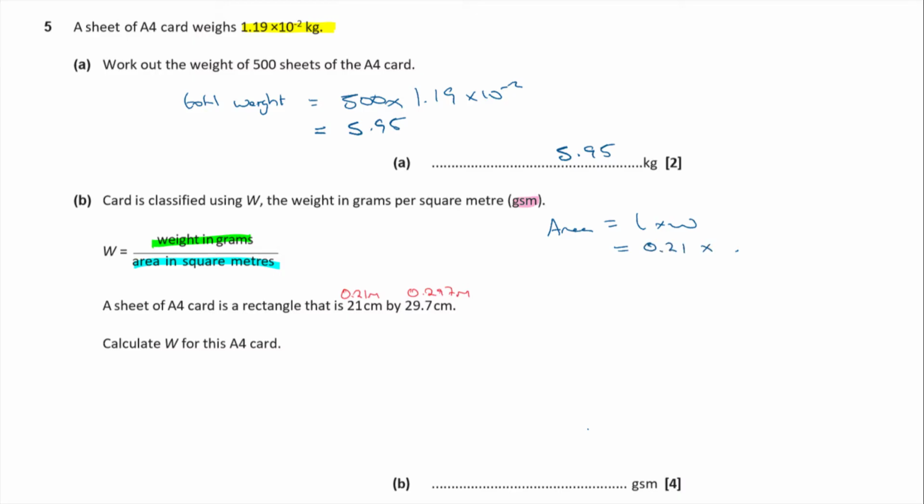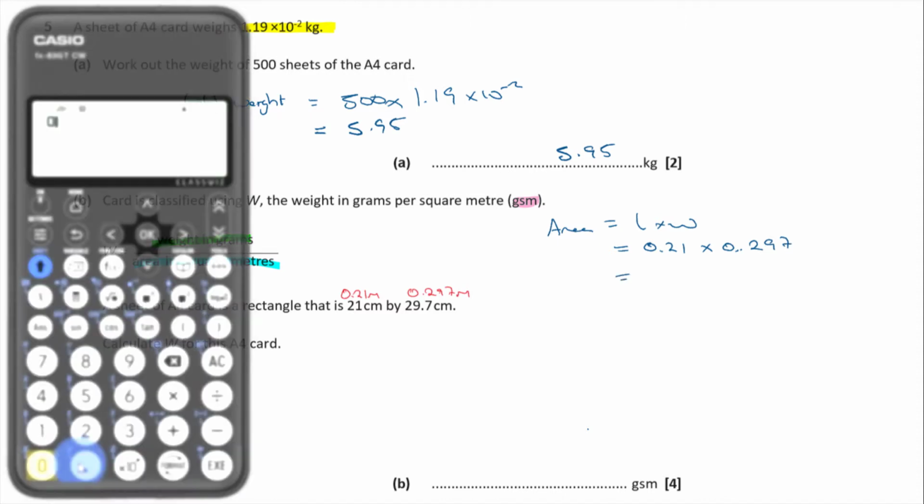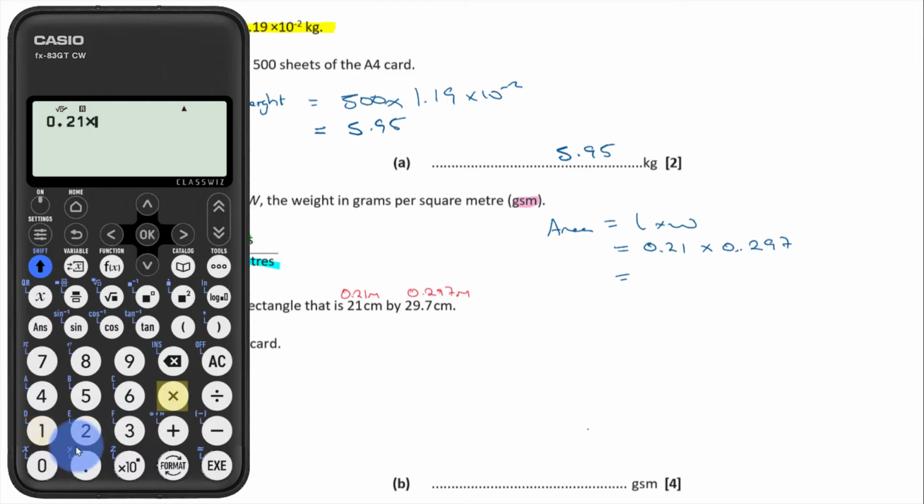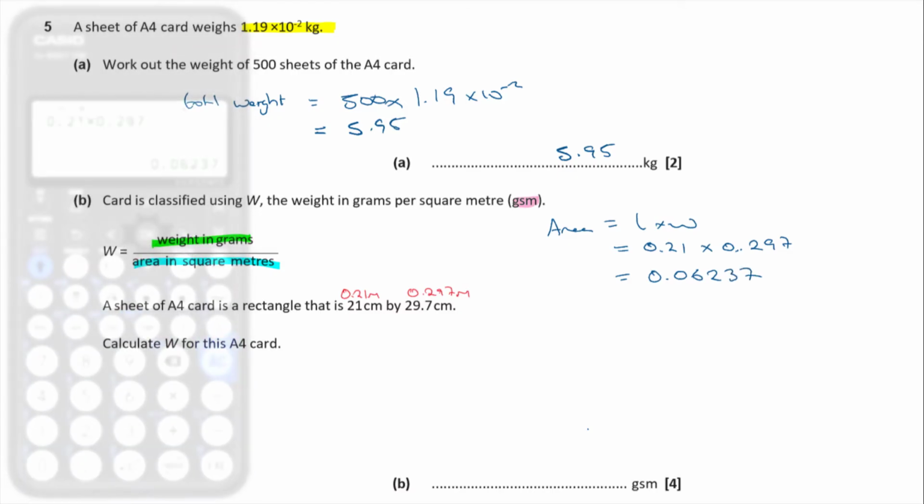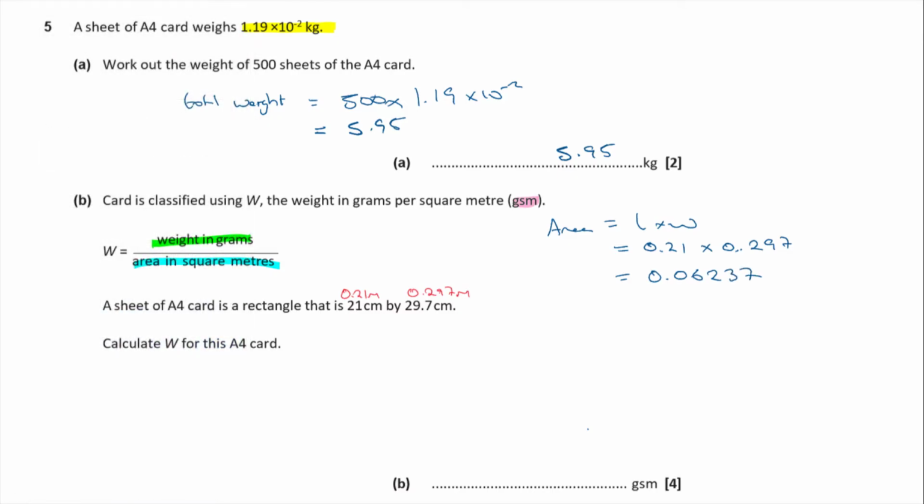So 0.21 times 0.297. Obviously it means we're going to have to be dealing with decimals though, but I think that's going to be easier than converting meters later. So 0.21 times 0.297, that comes out to be 0.06237. Okay, so that's the area of this sheet of paper in square meters.